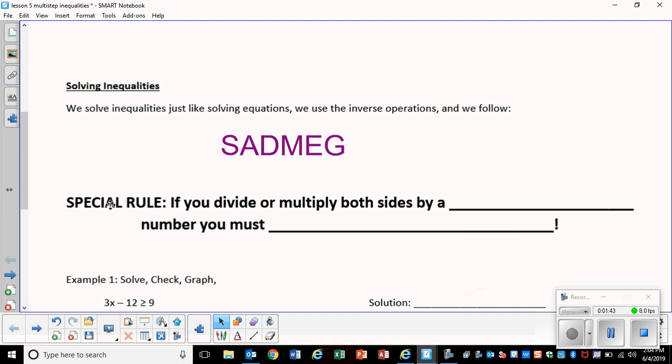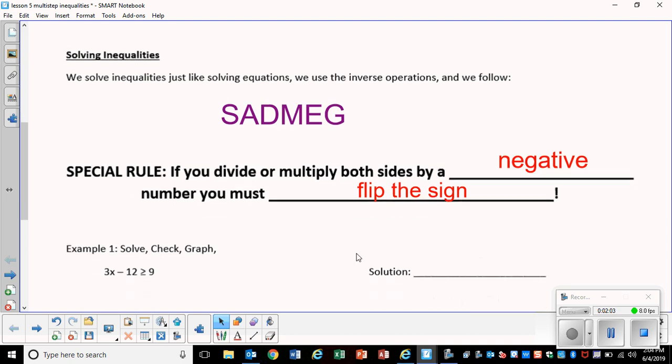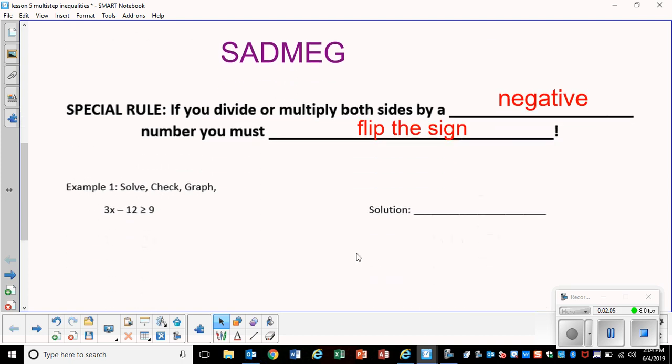There is a special, extra rule for inequalities. Like everything else though, this is all the same thing we do for equations. But with inequalities, if you multiply or divide both sides by a negative number, you must flip that inequality sign. Okay? So let's do a couple of examples. We'll do one, you'll do one, kind of stuff like that. So example 1, we're going to solve it, check it, and graph it.